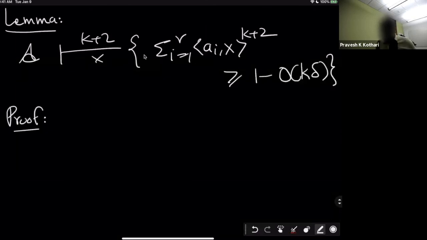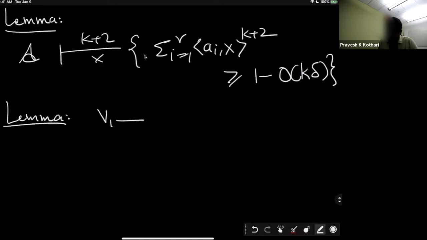Okay. And the proof is kind of similar. Actually, the proof, let me write it as a standalone inequality. The proof uses the following inequality. Let v_1 through v_R be scalars, okay?